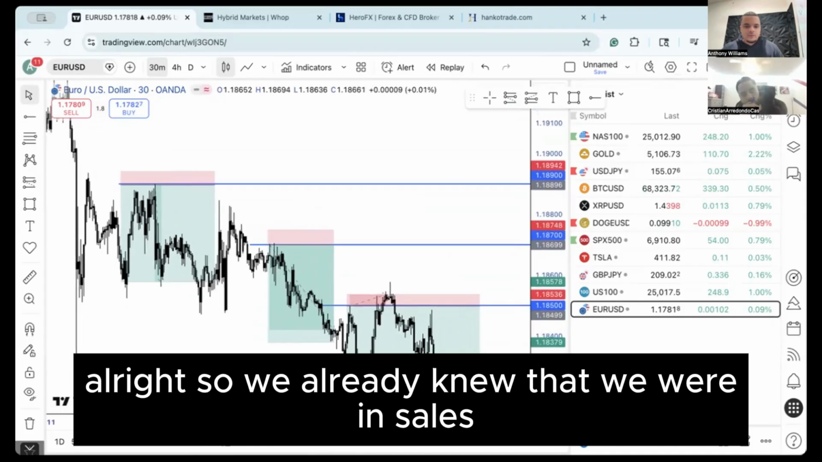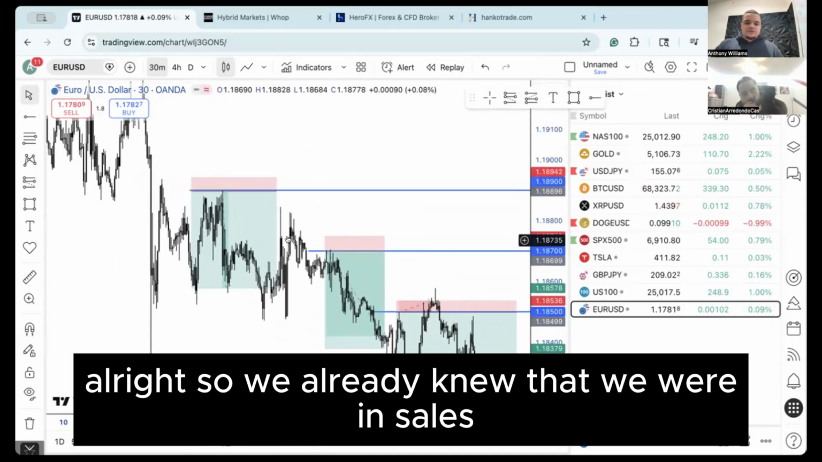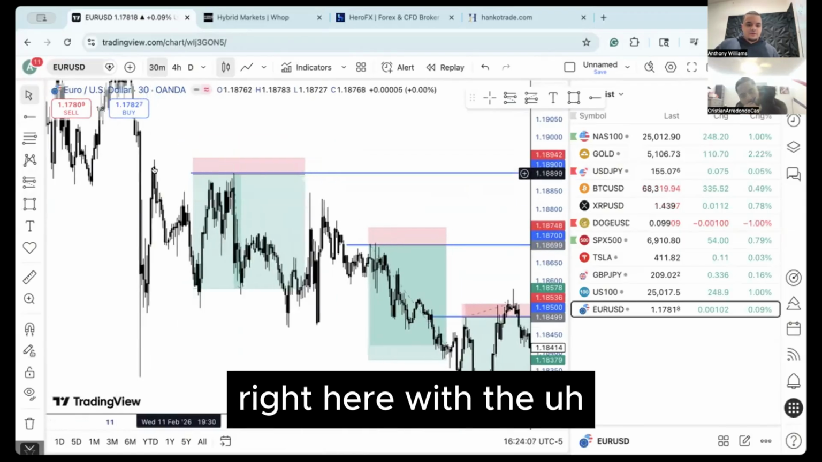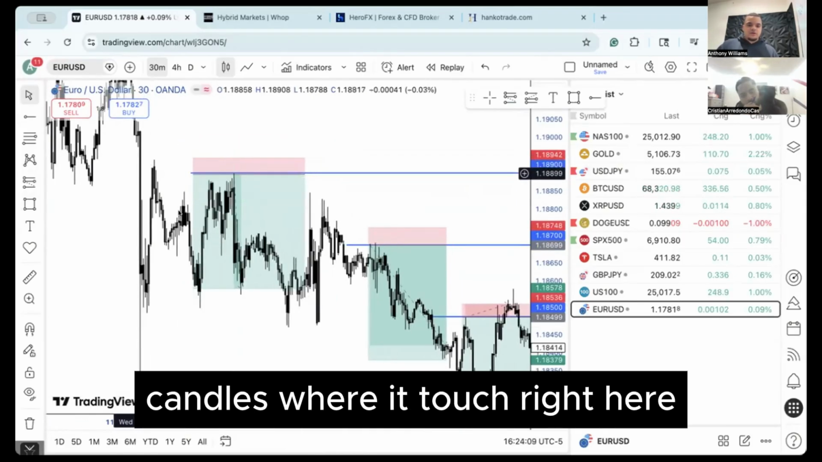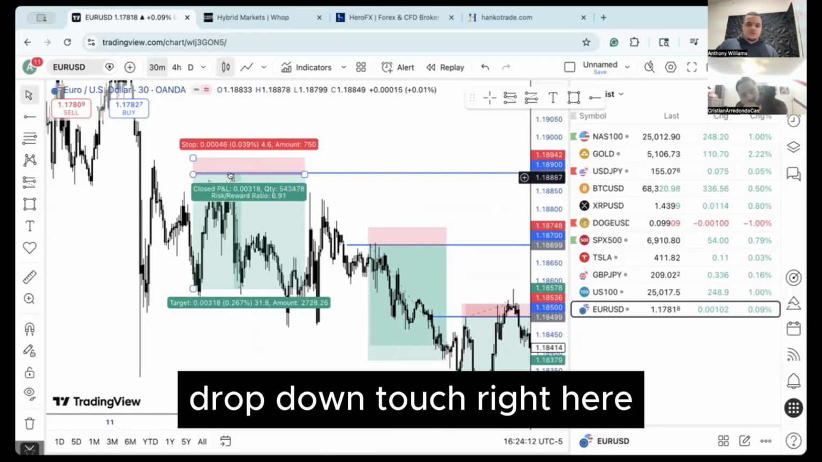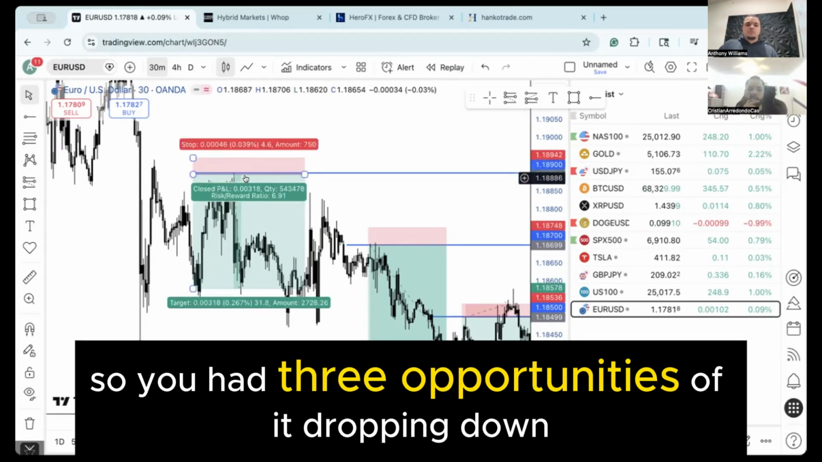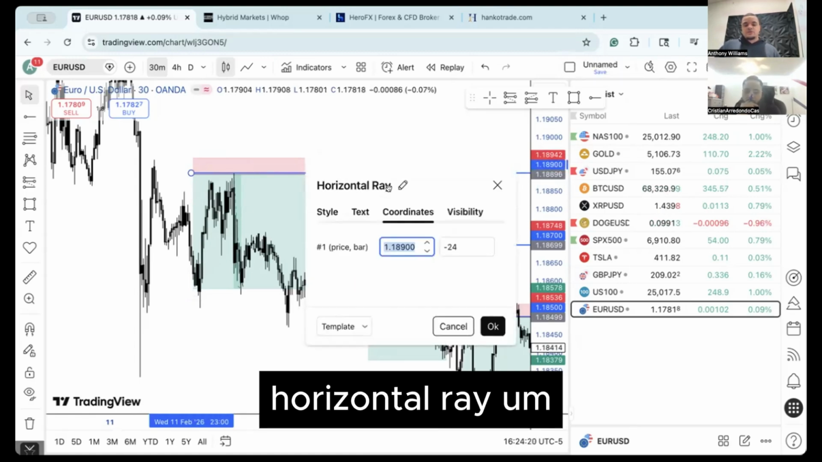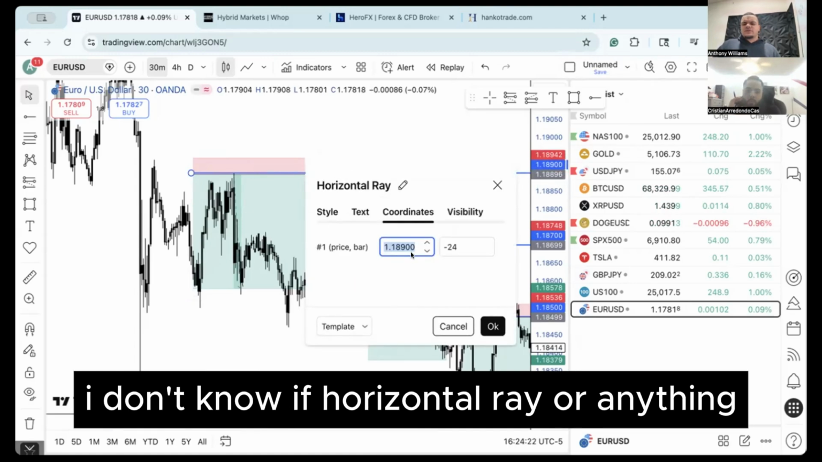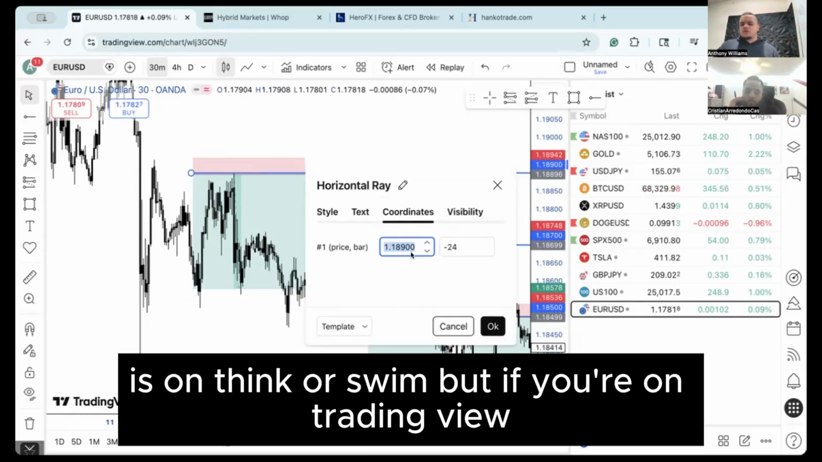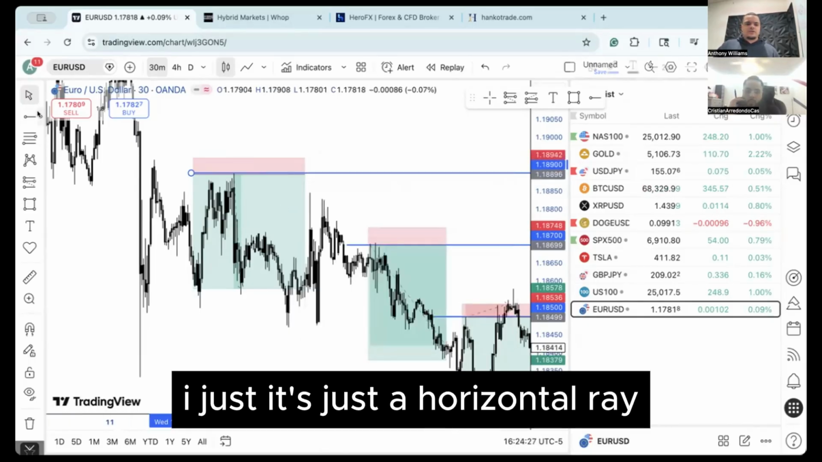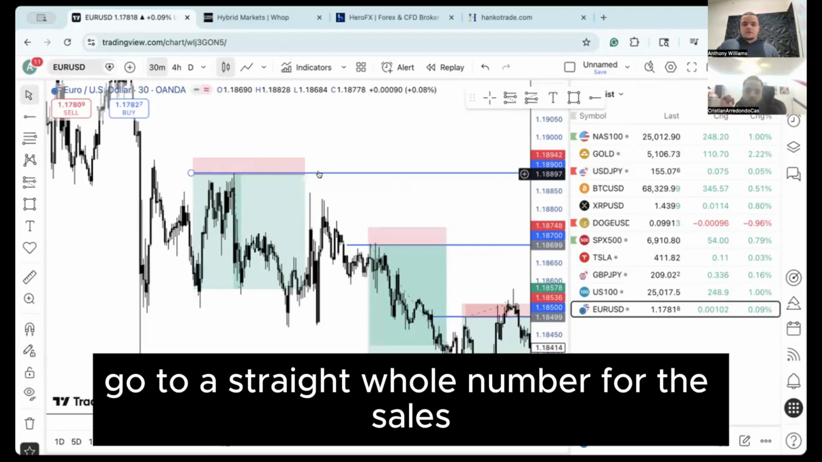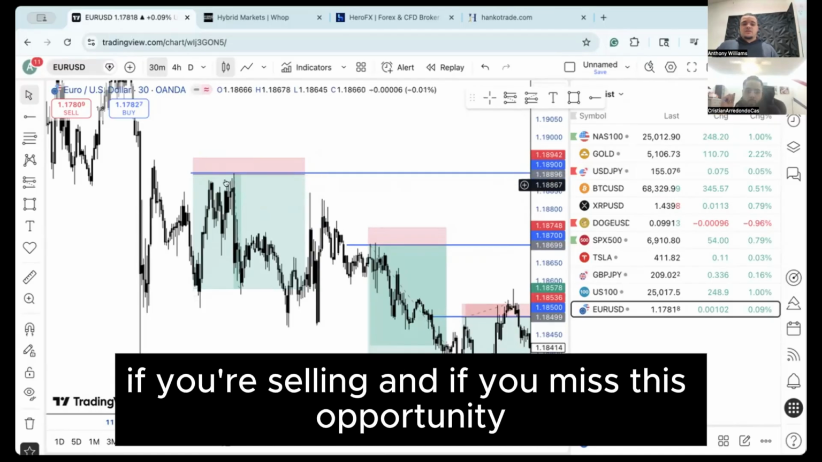All right, so we already knew that we were in sales. So if you missed this opportunity after you found the resistance area right here with the candles, where it touched right here, dropped down, touched right here, dropped down, touched right here, dropped down. So you had three opportunities of it dropping down. All I did was hit the double tap horizontal ray. I don't know if horizontal ray is on Thinkorswim, but if you're on TradingView, it's just a horizontal ray, over here. I just start it from the default and go to a straight whole number for the sales, if you're selling.